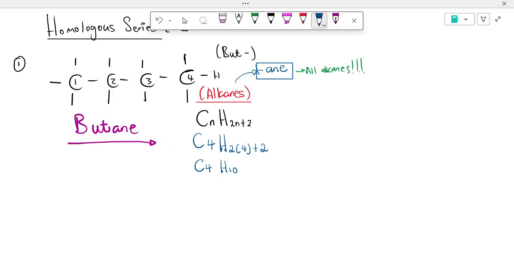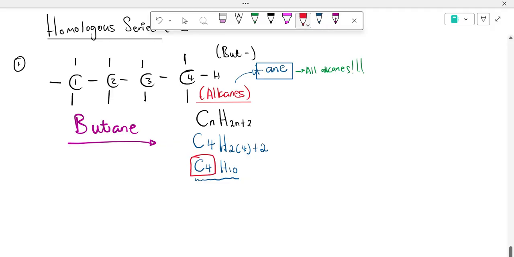The general formula gives you the molecular formula. Both of these things work hand in hand. So the general formula gives you what? The molecular formula. This is the molecular formula for this compound, butane. But let's see how helpful this is. It already tells me that I have four carbons.